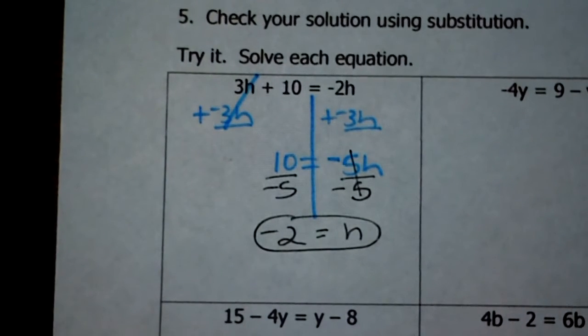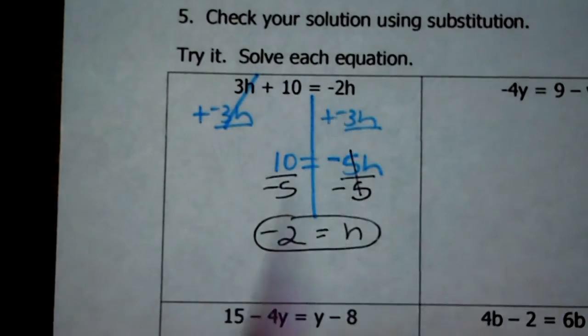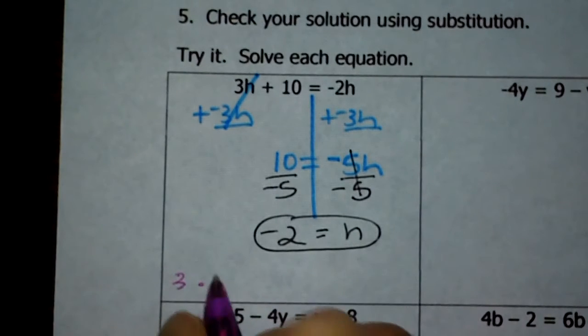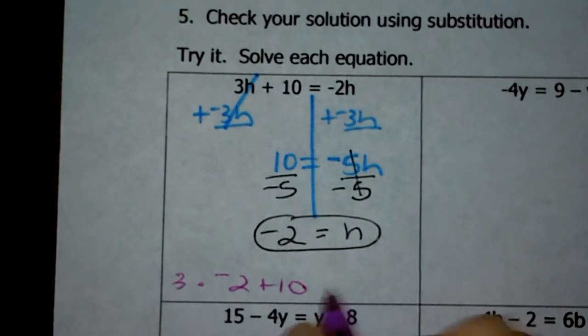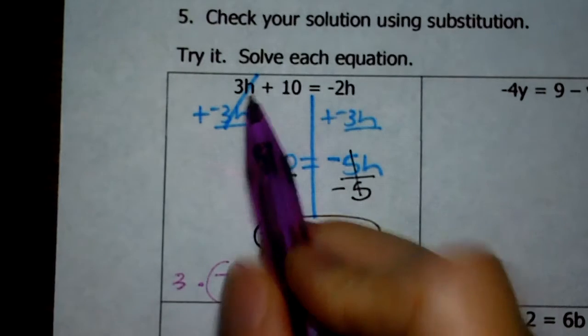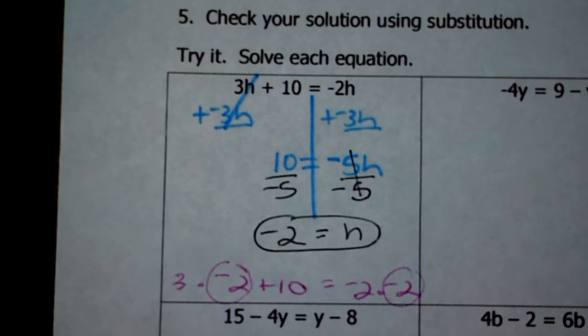That's it. Now when you go to check these, and I'm not going to end up showing you the check for every single one, but when you check this, you actually have to plug the variable in twice because it appears twice. So in this original equation, 3 times negative 2 plus 10 is supposed to equal whatever negative 2 times h was, which was a negative 2. So basically I plug this negative 2 in for that h, and this negative 2 in for that h, and you want to make sure that one side equals the other. So you're solving both sides separately.